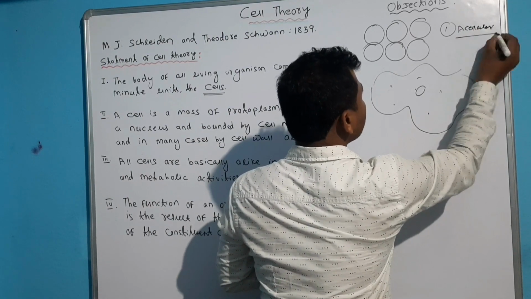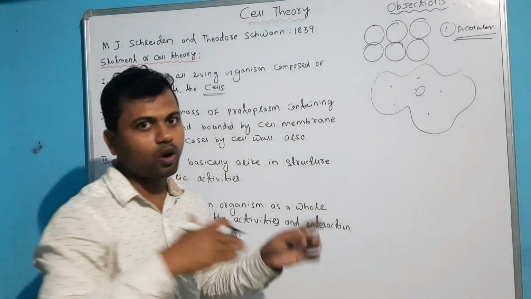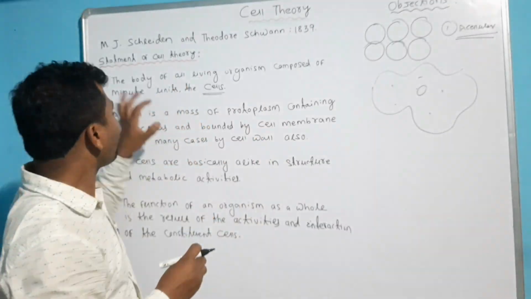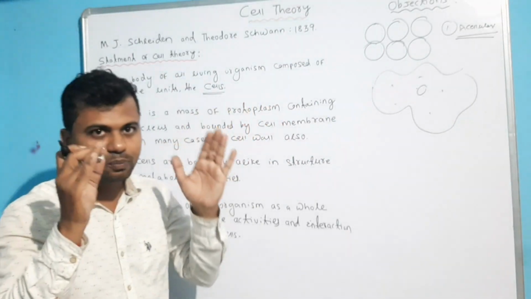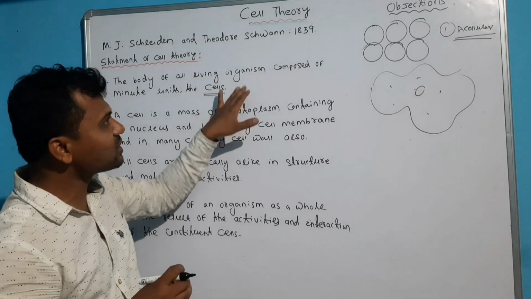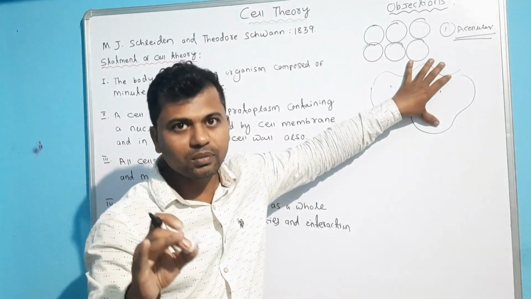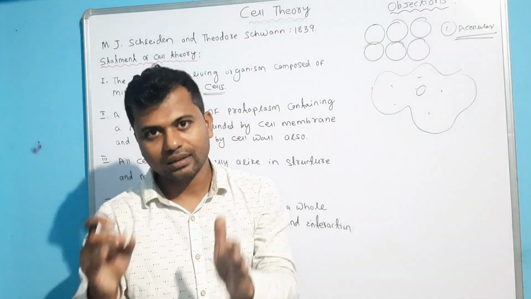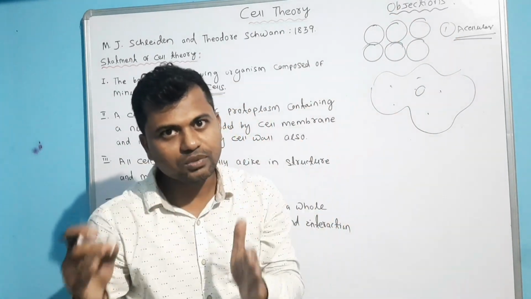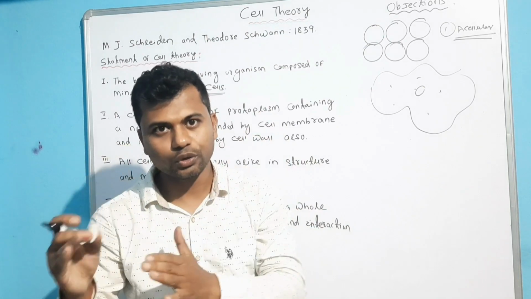So the single-celled organisms or acellular forms are an exception to the cell theory, or an exception to the first statement of the cell theory, because the first statement says the body of all living organisms is composed of many cells, but in the case of unicellular organisms, the body is composed of a single cell. That's why single-celled or acellular organisms are an exception to the cell theory.